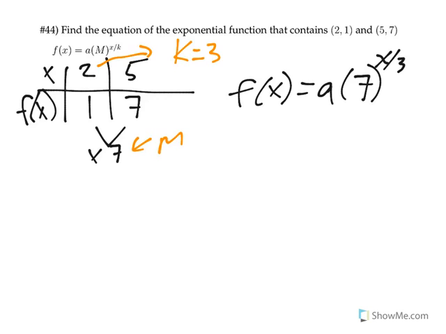So the trick, or the procedure for finding out what's A, where does it start, aside from just sort of estimating it's a little bit less than 1, is to plug in one of the points, and I choose the first one. So go ahead and plug in f of 2, which is this mystery A, times 7 to the 2/3, and that comes out to 1.